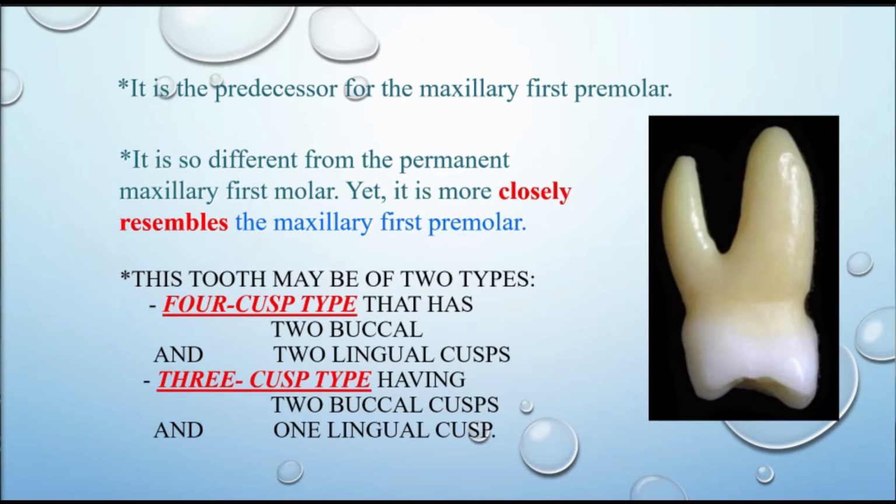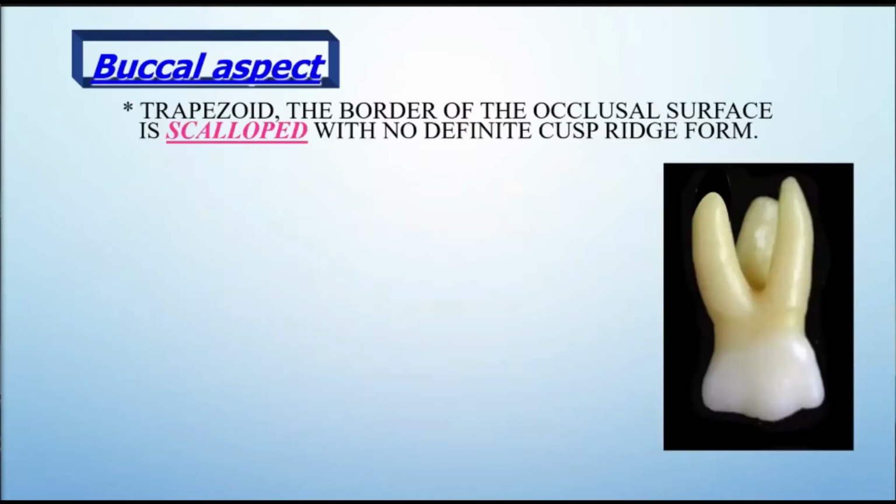This tooth may be of 2 types. One is the 4 cusp type, one is the 3 cusp type. If it is the 4 cusp type, 2 buccal, 2 lingual cusps. If it is the 3 cusp type, then 2 buccal, 1 lingual cusp. The buccal aspect is trapezoid. The border of the occlusal surface is scalloped. Scalloped means with a wavy appearance, with no definite cusp ridge form. It is just wavy and scalloped.